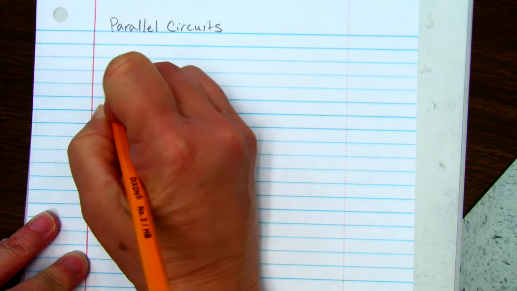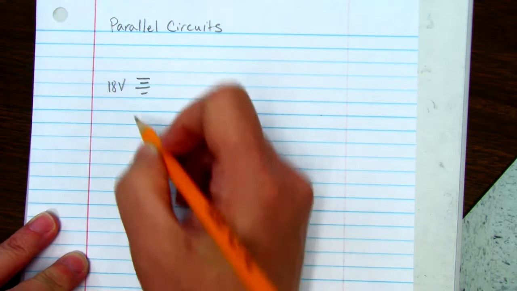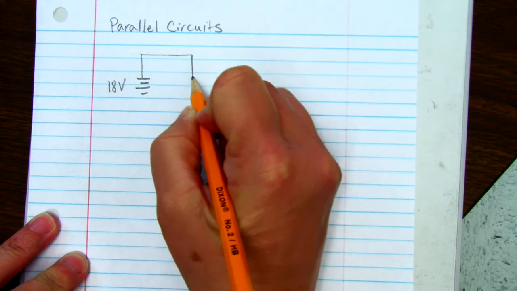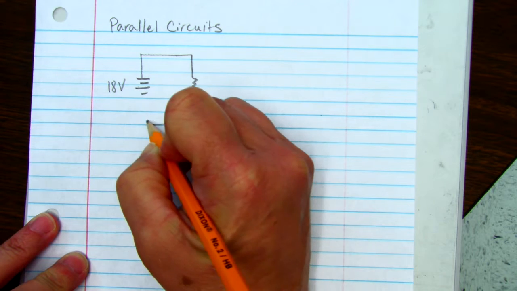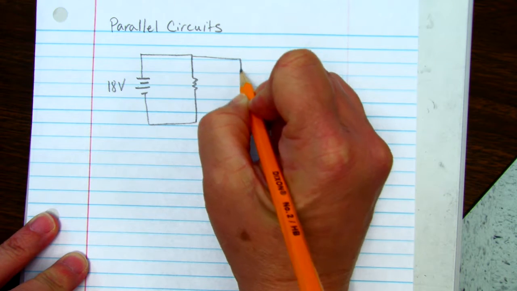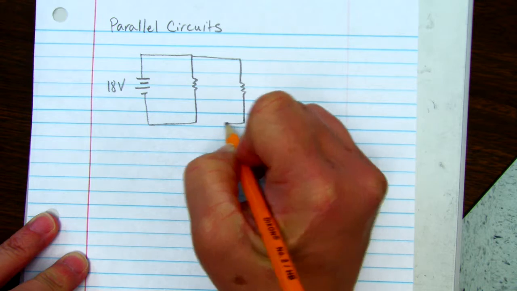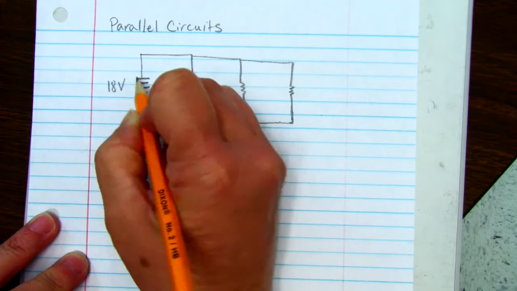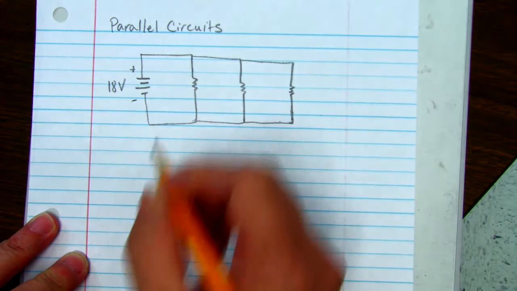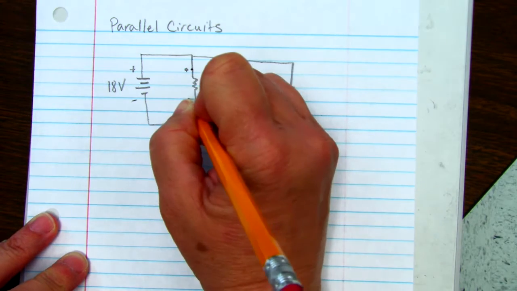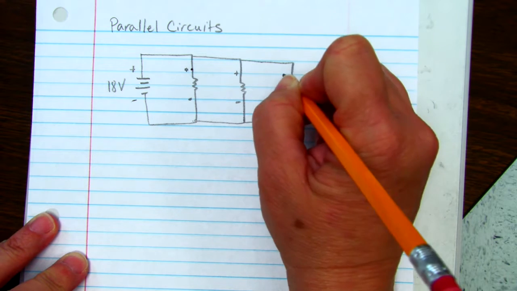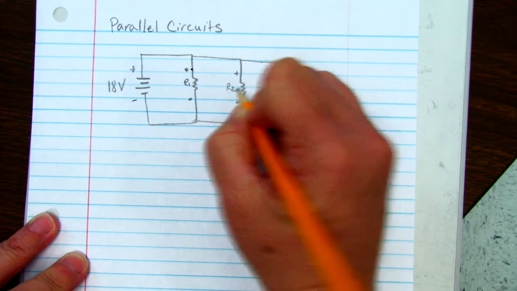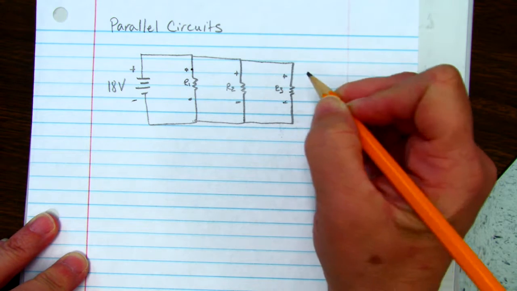A parallel circuit is going to have a voltage source, and I'm going to set it at 18 volts. This is the symbol for a battery. Parallel circuits have all of the resistors hooked up so that they are running plus to minus. What I mean by that is on the voltage source I have a plus and a minus, so each resistor is going to be plus to minus. This is R1, R2, and R3.